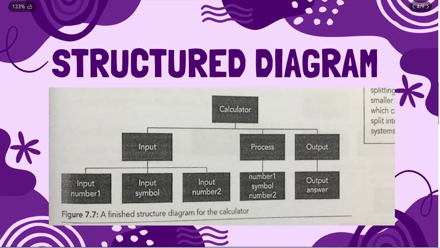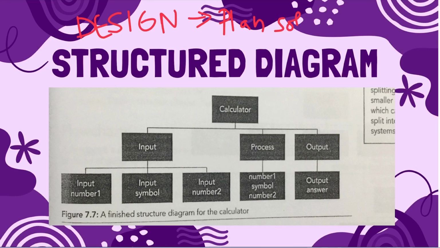Then we have the design stage. In the design stage, designing is basically the process of planning a solution to a problem. Designing involves identifying how the solution will work, including algorithms, inputs, outputs, and processes before the coding begins. So it's just like designing. You make something, you plan out how it's going to be. That's basically it. But there are 3 ways you can design things for your algorithm. And the 3 things are structured diagrams, flowcharts, and pseudocode.